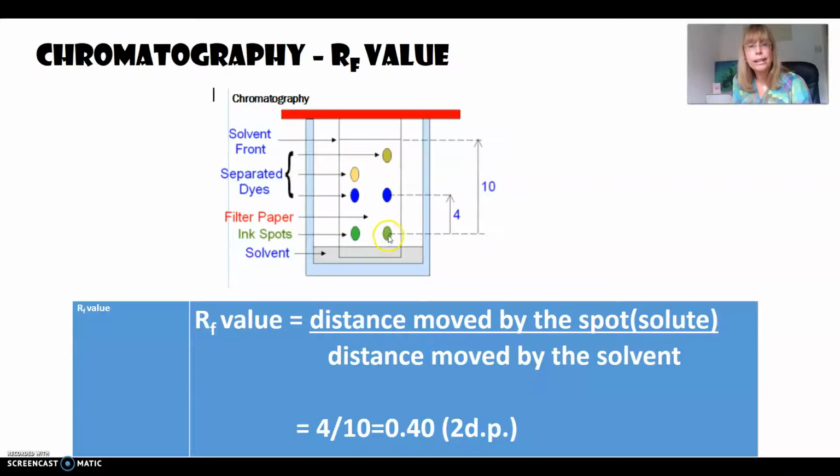You would measure the distance from the starting line to the middle of that blue dot, and you would record that. So you need to have a ruler, and you would divide that by the distance that the solvent moved up. Just before you stopped it, you would have marked where it had gone up to, and that is what you then measure. So I've got 4 divided by 10, giving me an answer of 0.40.